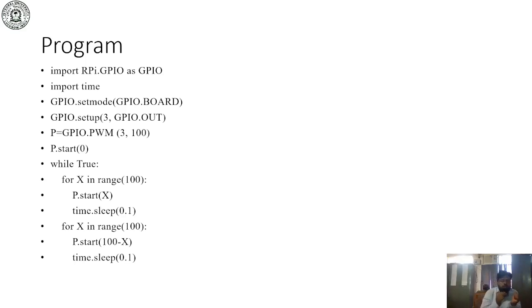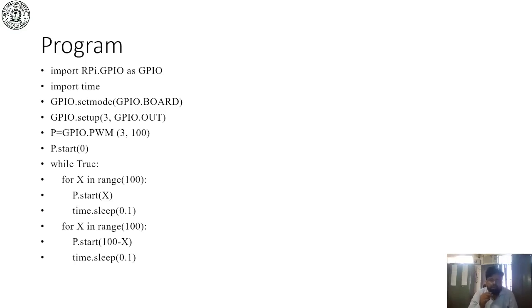While True: because we are using the infinite loop, the brightness will increase gradually and decrease, then increase, then decrease. This will go on in an infinite loop. That's why while True shows that we are using the infinite loop.